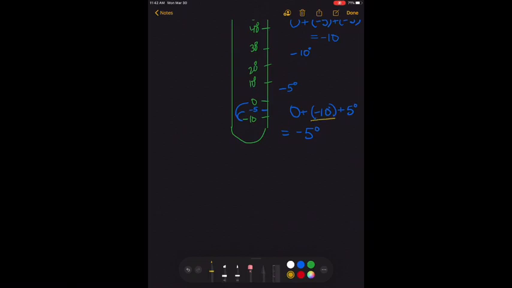When we have a negative number added to a positive number, we end up subtracting. And the result, the reason this is negative is because 10 is bigger than 5. All right? Since 10 is larger than 5, it takes the negative.